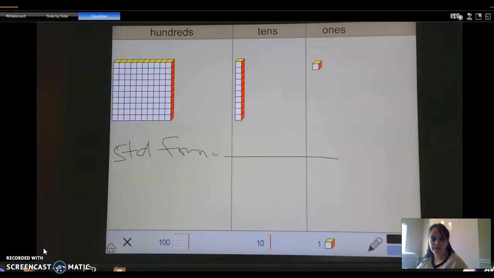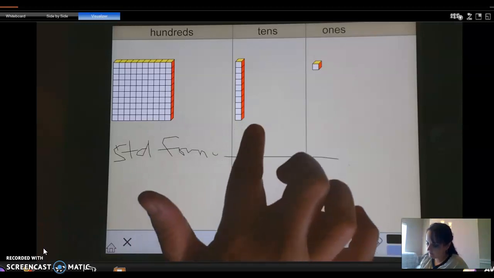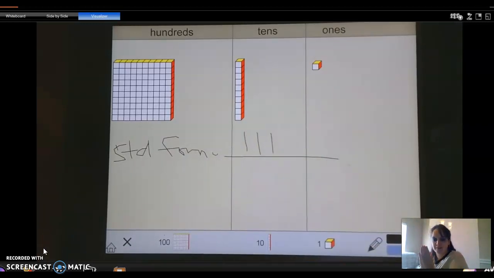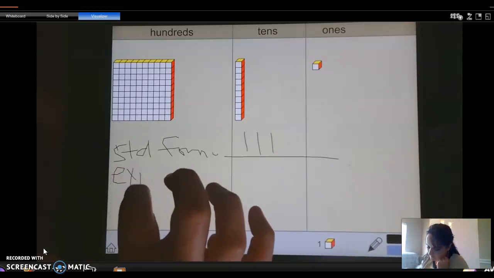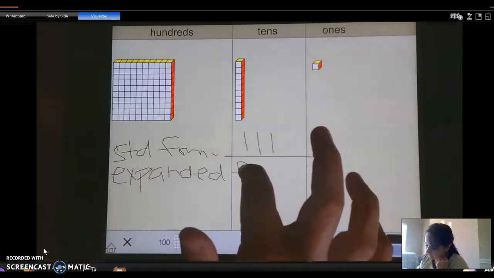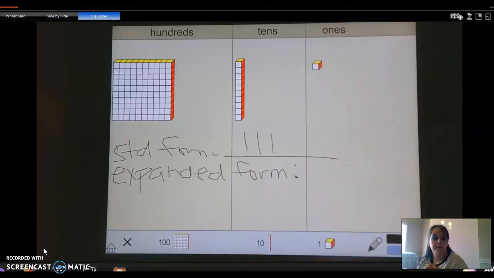You ready to check? Let's see. There's a 1 in the hundreds place, a 1 in the tens place, and a 1 in the ones place. Good job if you wrote that. Now for expanded form. Let's see if you can build this one. What would 111 look like in expanded form? Go ahead and write it on your paper.